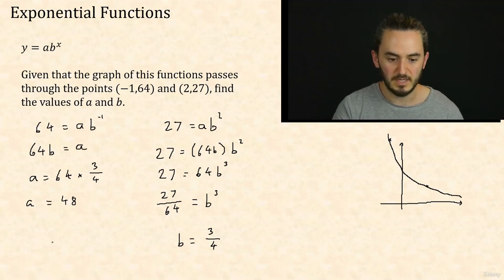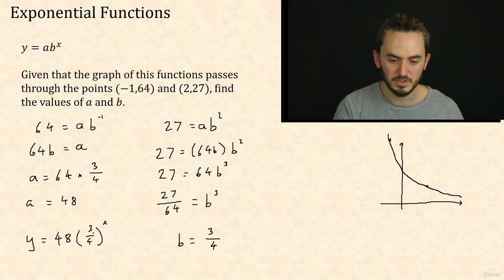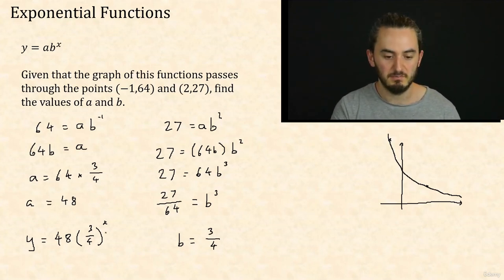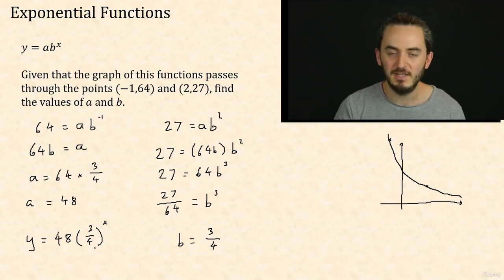So there we go, we've got the values of a and b, and I now know that my function was y equals 48 times 3/4 to the x. So that intuition there was correct, that it must have been a decreasing function because in this case the base was 3/4.